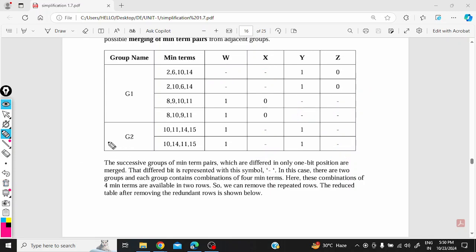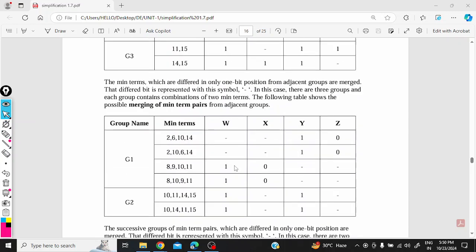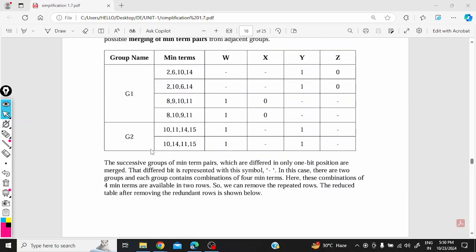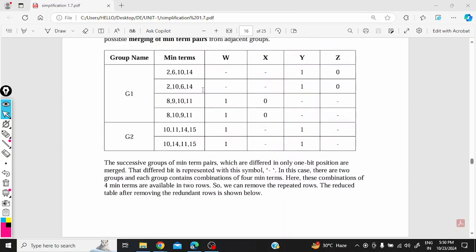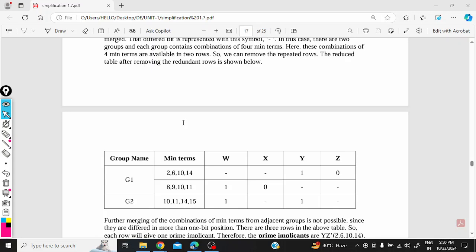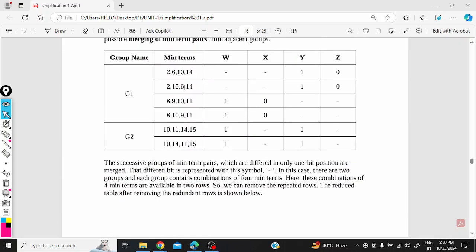Now when this is done, the final step comes. The final step is represented like this, where this is done. Now I compare only G1 and G2. Now these are all having the same minterms here. Now I am grouping all the same minterms into one group. That is 2, 6, 10, 14. Now this is 2, 6, 10, 14, 2, 6, 10, 14.